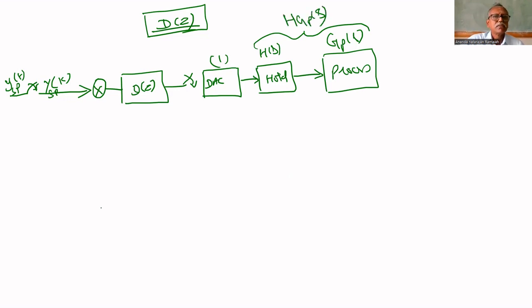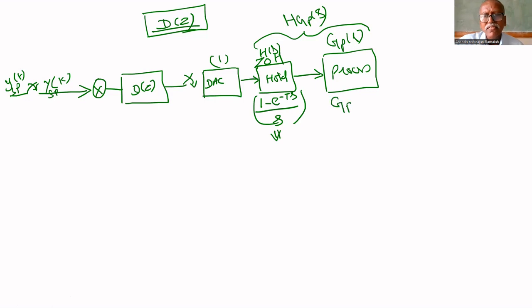The transfer function of the zero order hold circuit is 1 minus e power minus Ts upon S. This is the transfer function of the hold circuit. T is the sampling period. If the sampling period is 1, you will get 1 minus Z power minus 1 upon S.